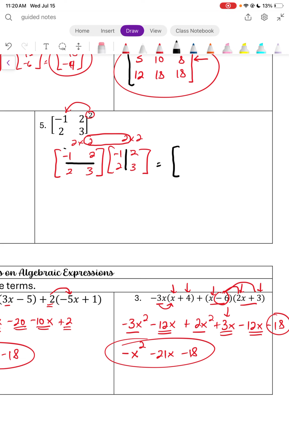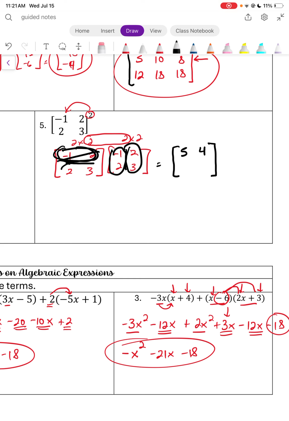So let's start with our first row and dot it with each column. Let's dot it with the first column first. -1 with a -1 gives you 1. 2 with a 2 gives you a 4. 1 and 4 is 5. -1 and 2 dotted with 2 and 3 gives you a -2 and a 6, which gives you a 4. We're done with our first row. Over here, my first row is complete.